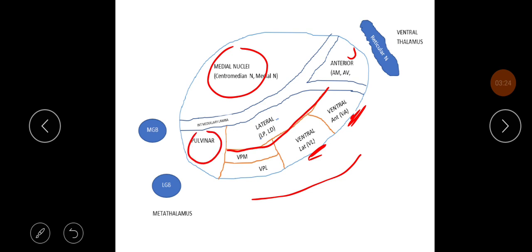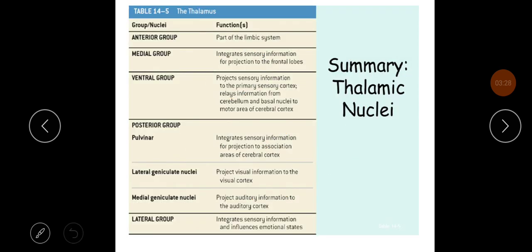So they have different functions to serve. According to their function, the important function of the anterior group is that they connect to part of the limbic system, and hence they are involved in emotion. The medial group integrates sensory information, and the projection goes to the frontal lobe. So again they help in the behavior of a person.